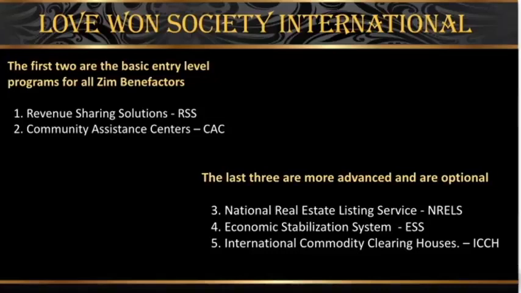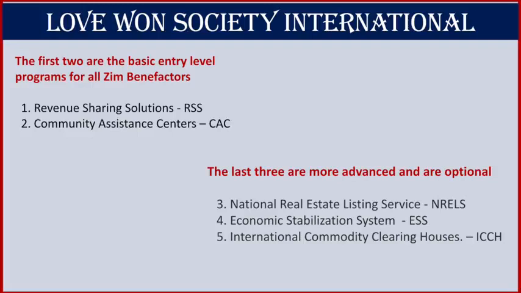Three is the National Real Estate Listing Service, 4 is the Economic Stabilization System, and 5 International Commodity Clearinghouses. These last 3 are optional. Perhaps the National Real Estate Listing Service will be participated in by many more than would go ahead with the Economic Stabilization System and International Commodity Clearinghouses, because it's on a much larger scale than most people really want to get involved with. But the Real Estate Listing Service is a magnificent program to get people into homes.